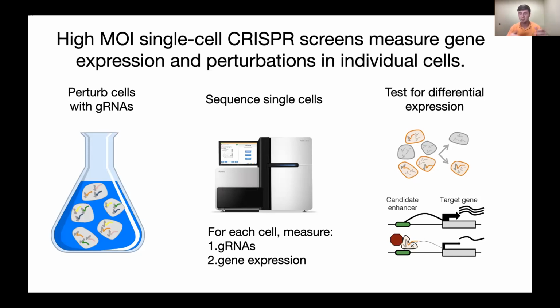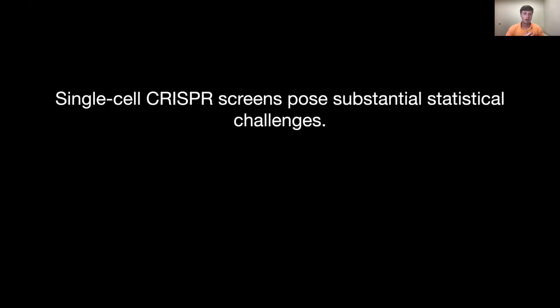If there's some gene that's differentially expressed across the two groups of cells, that's strong evidence that the orange guide RNA is targeting some candidate enhancer that's regulating that gene. So that's the basic idea of these enhancer-targeting single-cell CRISPR screen experiments. It's a very promising technology, but it turns out that data produced by single-cell CRISPR screen experiments pose substantial statistical challenges.